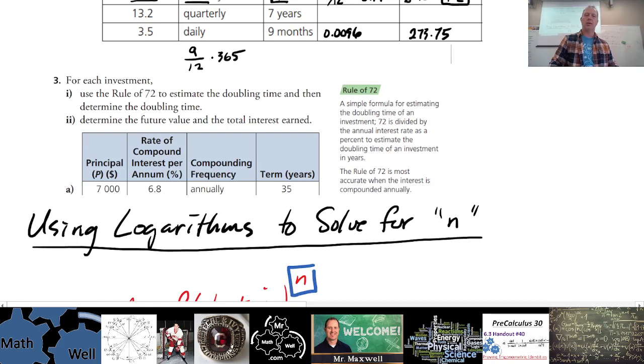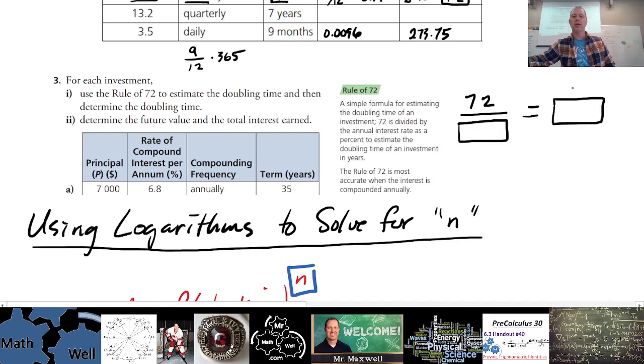So estimate the doubling time. That's what the rule of 72 is. It's a simple formula, the rule of 72, and what you do is you take 72 and you divide it by the annual interest rate, okay? So the annual interest rate is down here, and the solution that you get over here will be the amount of time in years that it would take to double your investment, okay? So this is the time in years.